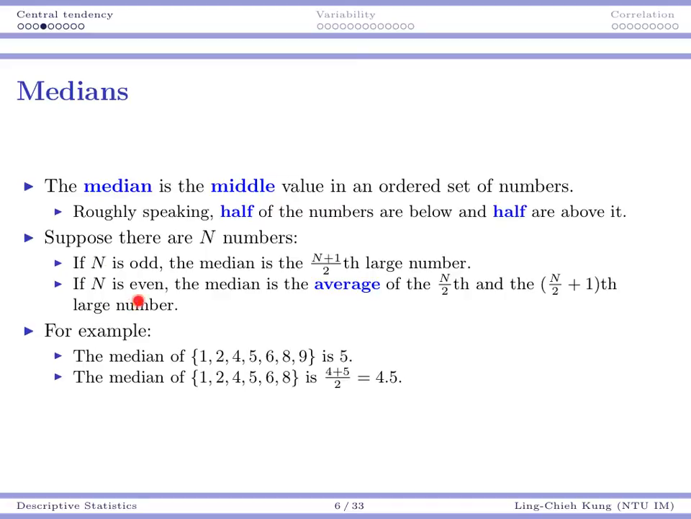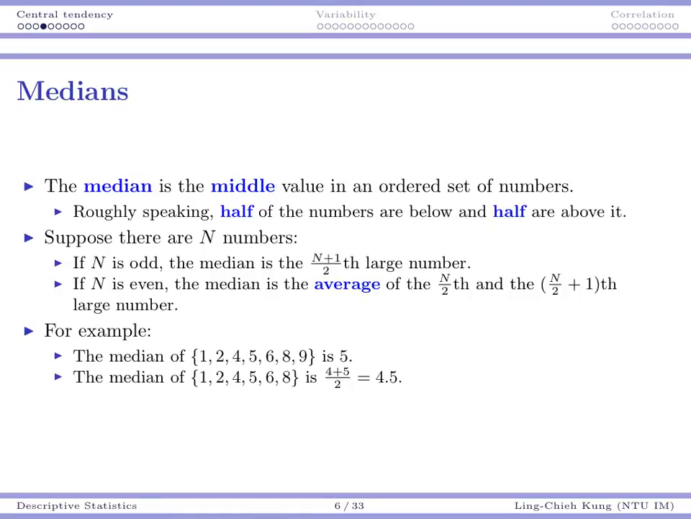If n is even, then the median would be located as the average of the two middle numbers, the n over 2th and the n over 2th plus 1th number. So let's use some examples to explain it. When we have 7 numbers like this, 7 plus 1 divided by 2 is 4. So the median is the 4th number, which is 5. You can see that half of the numbers are below it and half of the numbers are above it.